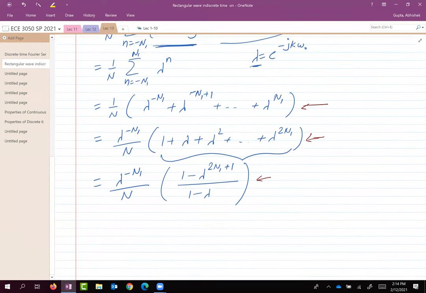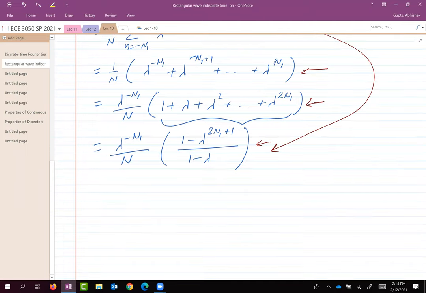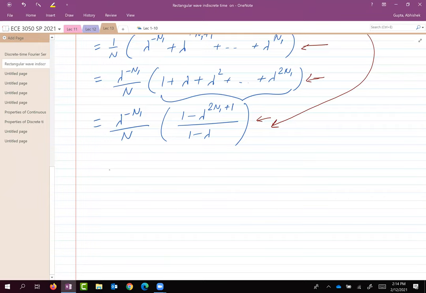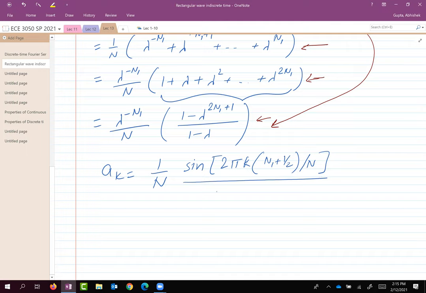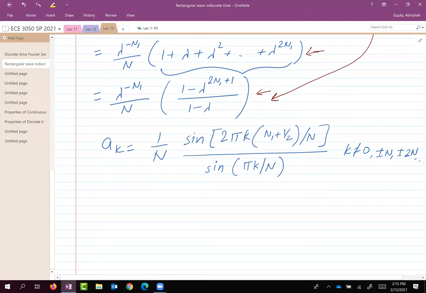Now I can substitute lambda equal to e raised to jk omega naught. After substitution and a bit of computation, you can show that ak is given by 1 over capital N, sine of 2 pi k (N1 plus 1 half) over N, over sine of pi k over capital N. This is for k not equal to 0, plus minus N, plus minus 2N, and so on. And ak for k equal to 0 is actually very simple.